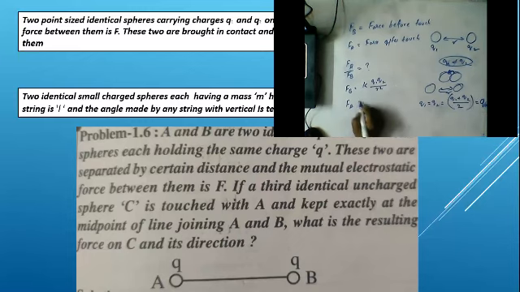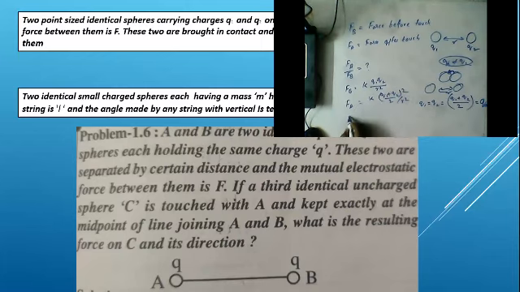So FA is what, guys? Force after touch. Force after touch can be written as K into Q1 plus Q2 by 2 whole square by R square. The Q1 and Q2 values are each equal to (Q1 plus Q2) by 2. So simply K (Q1 plus Q2) by 2 whole square by R square.